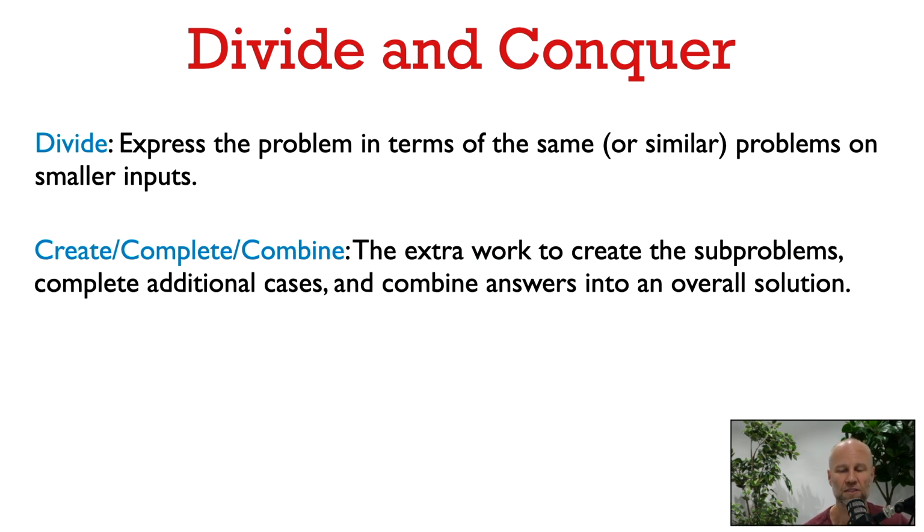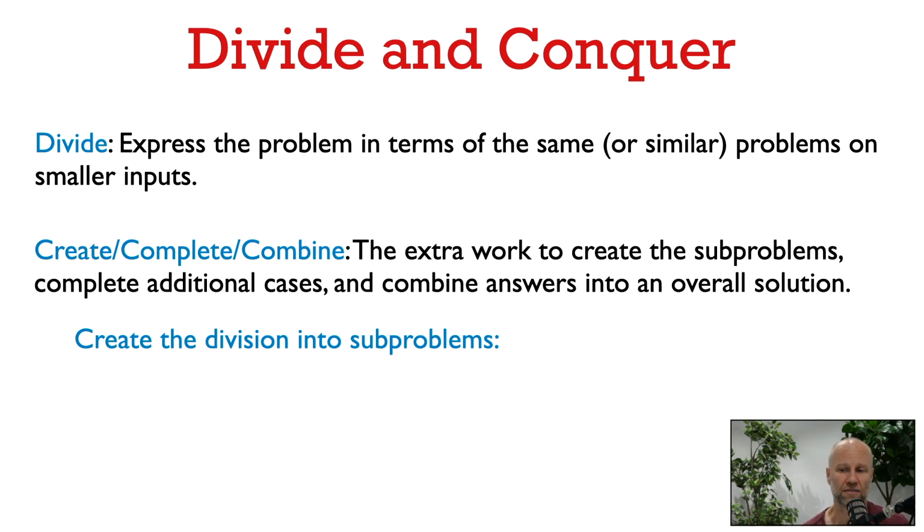The second part of a divide and conquer algorithm can have a lot more variety when you look at different examples. I'm going to call the second part the create, complete, combine step. These capture the three kinds of work that go into the second step. At a high level, first you have to create the subproblems, then you have to complete any cases not covered by the subproblems, and finally you have to combine the answers to the subproblems and anything else that you compute into an answer to the original problem. Okay, so let's go through each of these, create, complete, combine, in a bit more detail.